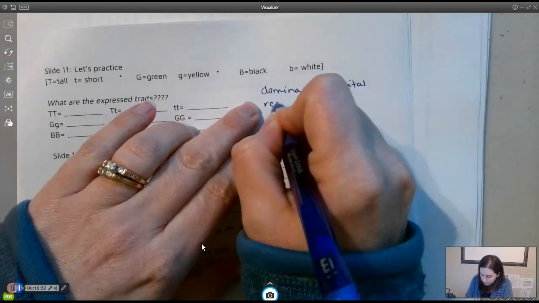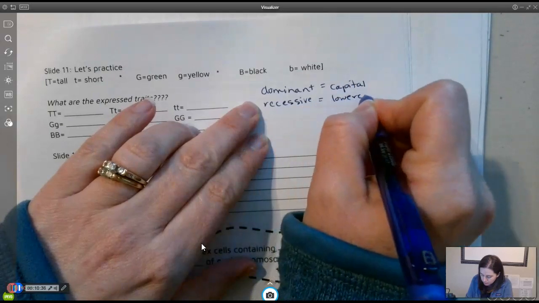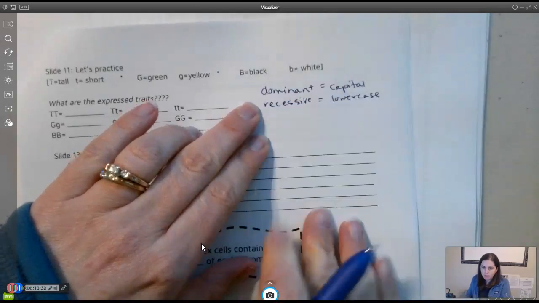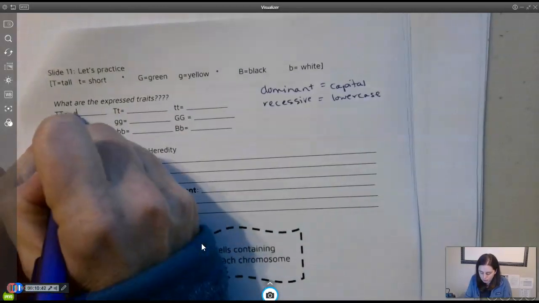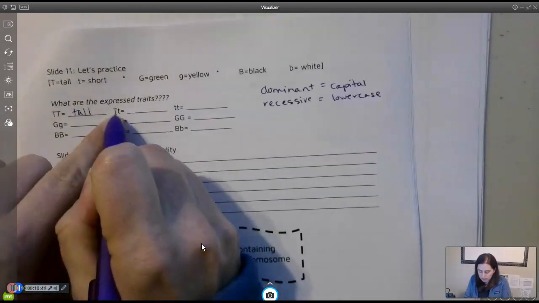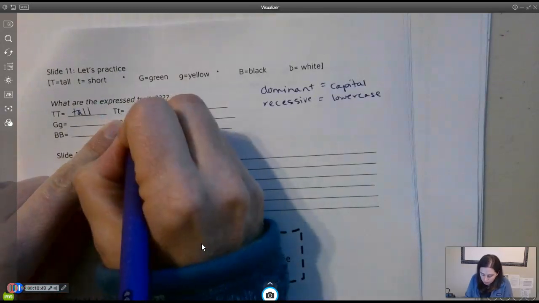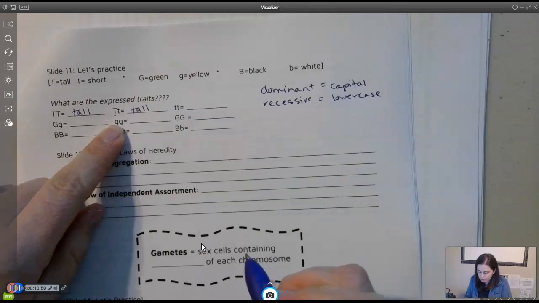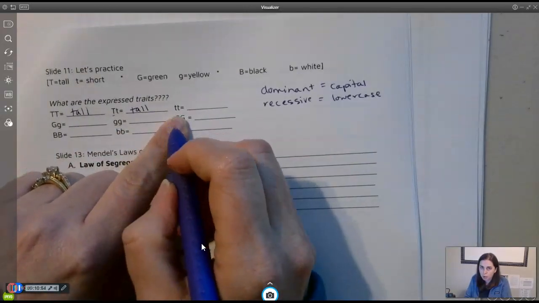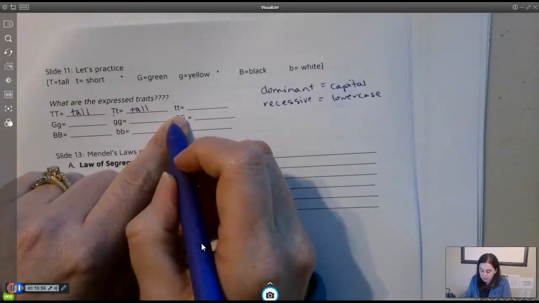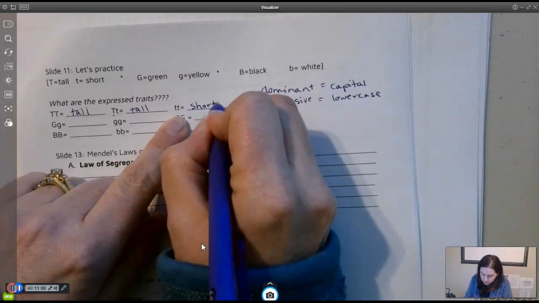And recessive equals lowercase. Okay? Just remember that. So big T is going to give you tall. Big T, little t is also going to give you tall because it's got that dominant trait. But little t, here's where our pure two recessive genes come together and we get a short trait expressed.